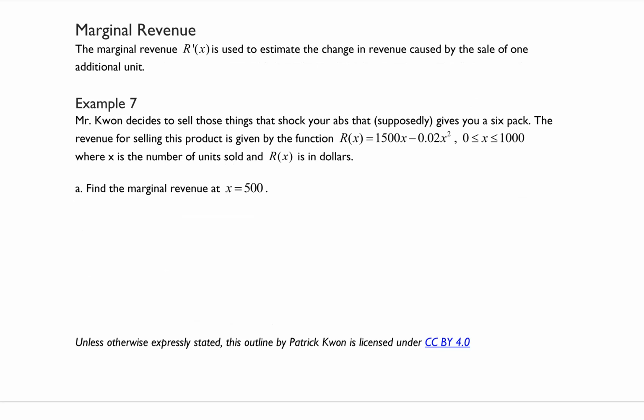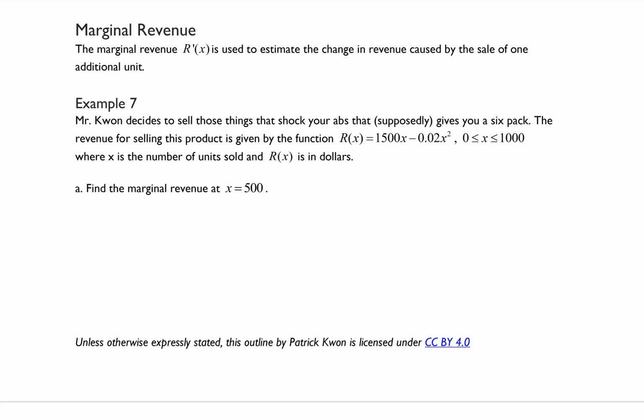The marginal revenue R prime of x is used to estimate the change in revenue caused by the sale of one additional unit. Example 7 says, Mr. Kwan decides to sell those things that shock your abs that supposedly gives you a six-pack. The revenue for selling this product is given by the function R of x is equal to 1500x minus 0.02x squared, with the x values ranging between 0 and 1,000, where x is the number of units sold and R of x is in dollars.